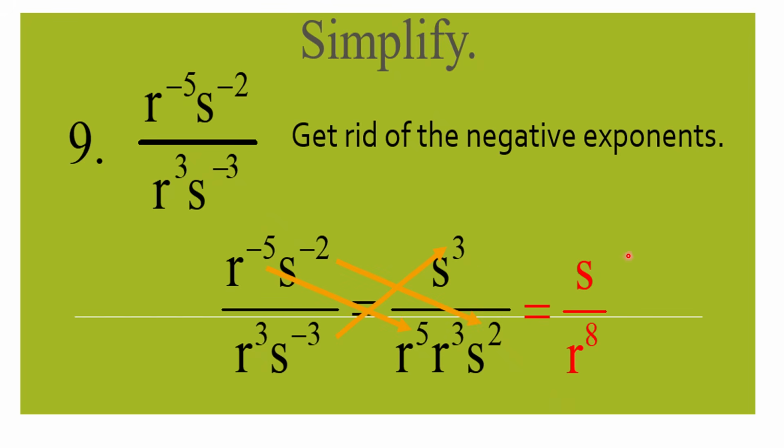Then simplify. Now, 3 minus 2, what's that for s? Then just add 5 plus 3, which is 8. That's why we have s over r to the 8. Okay? Got it? I hope so.